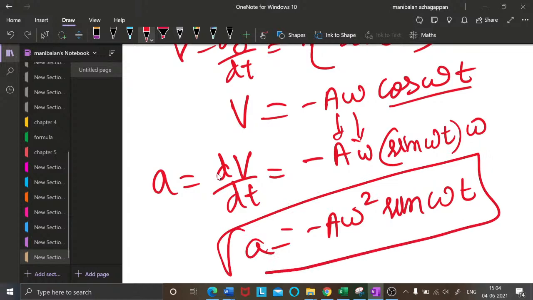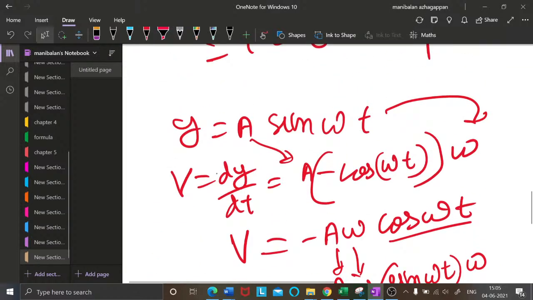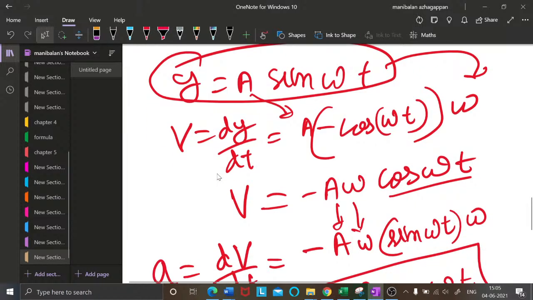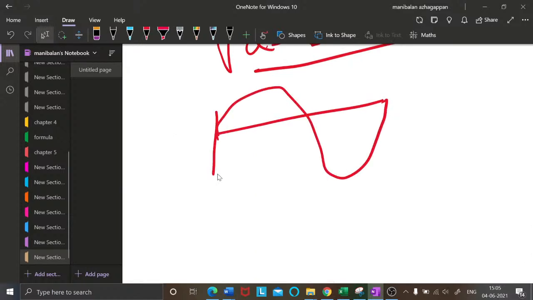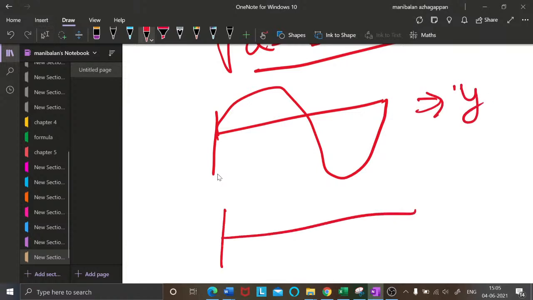See here, the acceleration equation has minus sin omega t. Here the displacement equation is a sin omega t. In case we take it as a sine graph, what about the negative sine graph? Sorry, that is for displacement. If you draw the same diagram for acceleration, you will get the opposite diagram, because acceleration is equal to minus y.